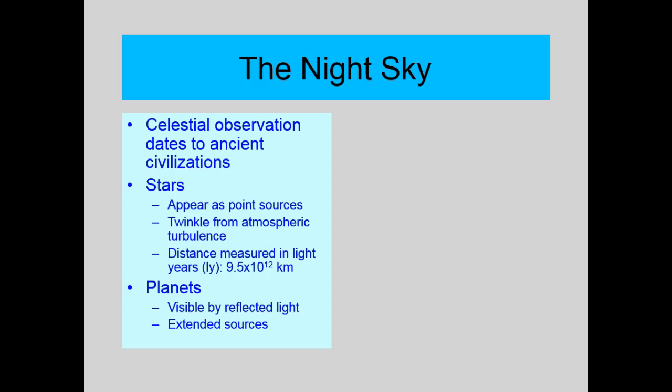They appear as just a single point. Now, some of them are brighter points, some of them are less bright. But even if you got the most powerful telescope you could and took a picture of that star or looked at that star, it would still be just a point of light.